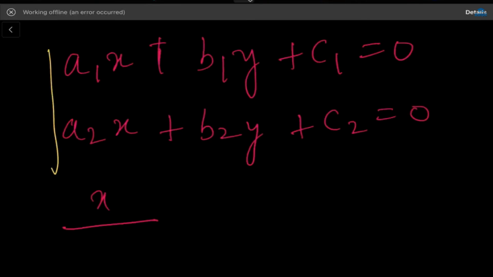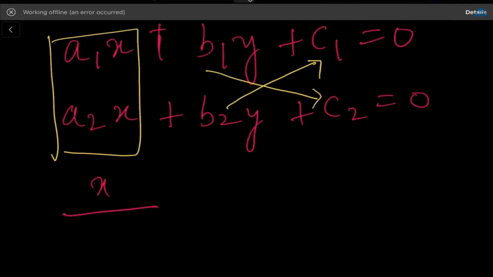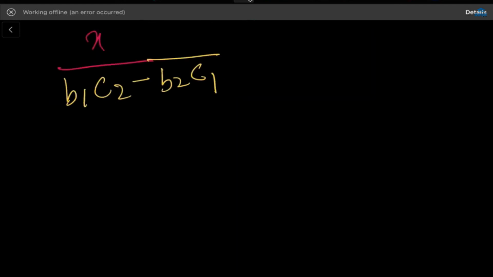Then you have to leave this value and cross multiply these two. So it will be b1 multiplied by c2 minus b2 multiplied by c1. Okay, now for y, what will you do?